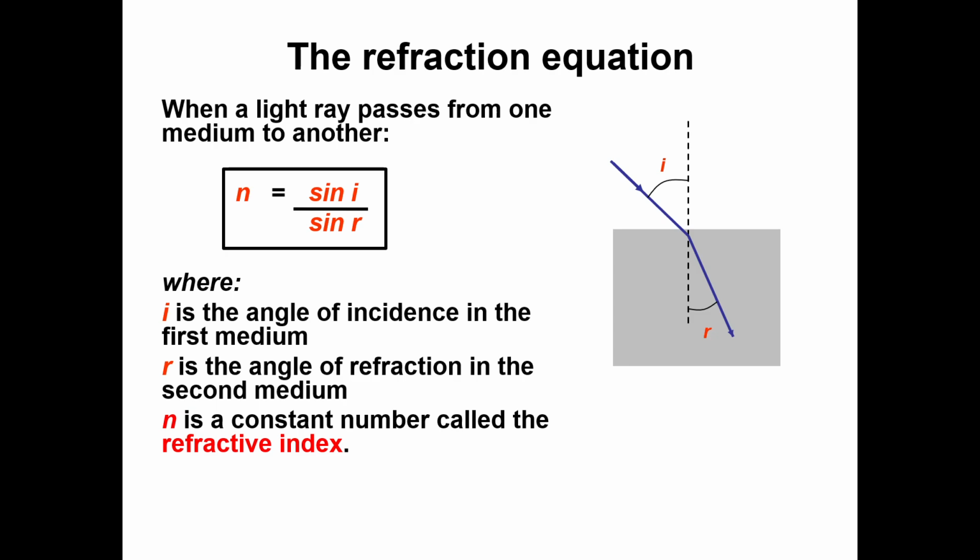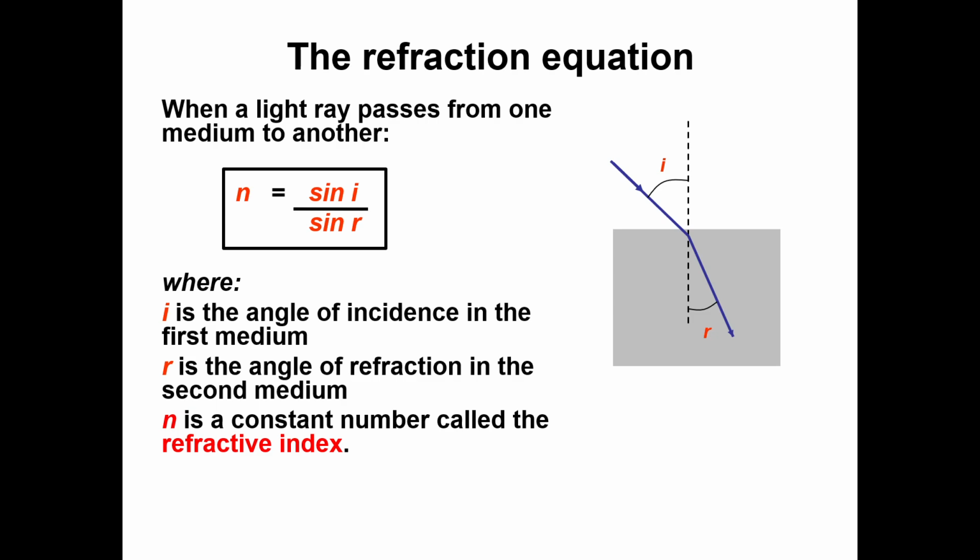So when light goes from one medium to another, n equals sine i over sine r, where i and r stand for what they usually do, and n is a constant number called the refractive index. It's a ratio, so it doesn't have a unit. It's just a number. So really important thing. Refractive index is used in loads of different spheres.